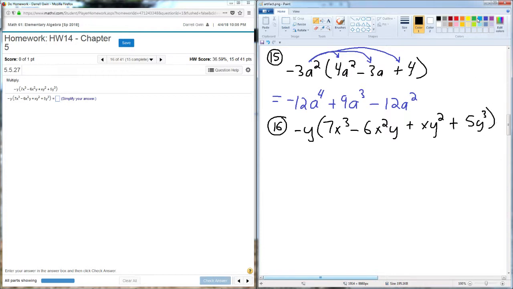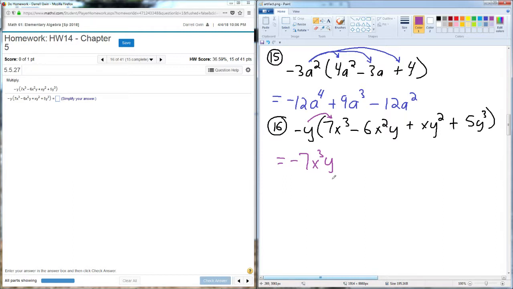Okay, number 16. Let's do this one in purple. Alright, so this one is complicated. Now, the number of the negative y term is negative 1. So negative 1 times 7 is negative 7. Y times x to the 3 is just x to the 3 times y, or y times x to the 3. I will put it in alphabetical order, even though it shouldn't matter.